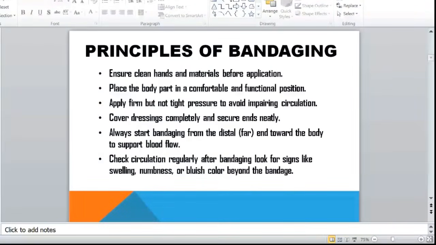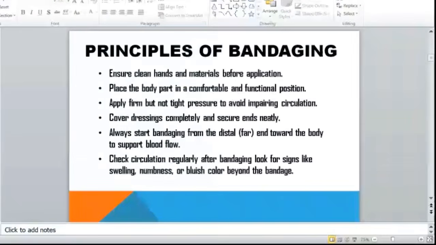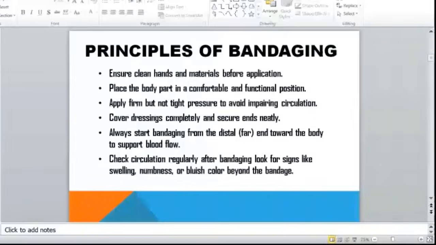When you apply a bandage on the body part, you should be able to feel a distal pulse, the peripheral pulse. When you apply a bandage and you can't feel the peripheral pulse, the nearest pulse to that part, that shows something is wrong, so your patient is prone to having compartment syndrome. You have to cover dressings completely and secure ends neatly. Then when you want to start your bandage, you start from the distal, far end towards the body in order to support blood flow, not against blood flow.